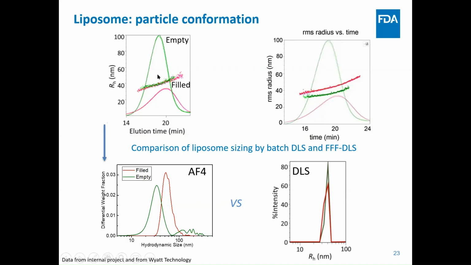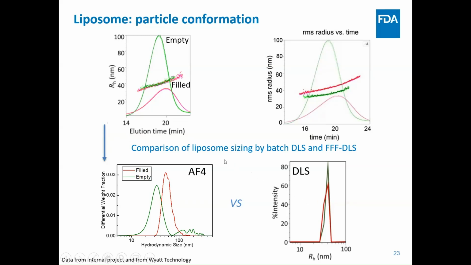And from the AF4, the top left, we can tell that they have different hydrodynamic size distribution. And even for this purpose, it shows that the AF4 is much better suited for determining their particle size distribution. As you can see, the DLS did not reveal much difference.